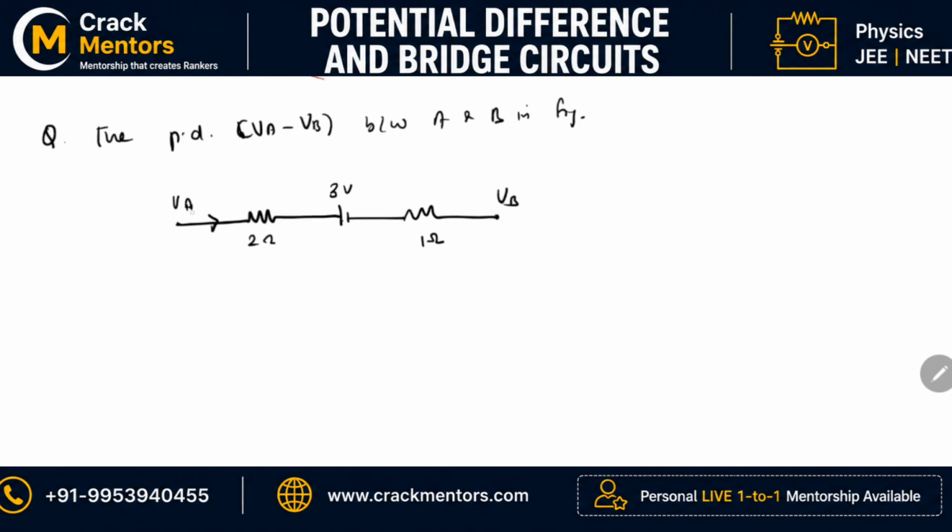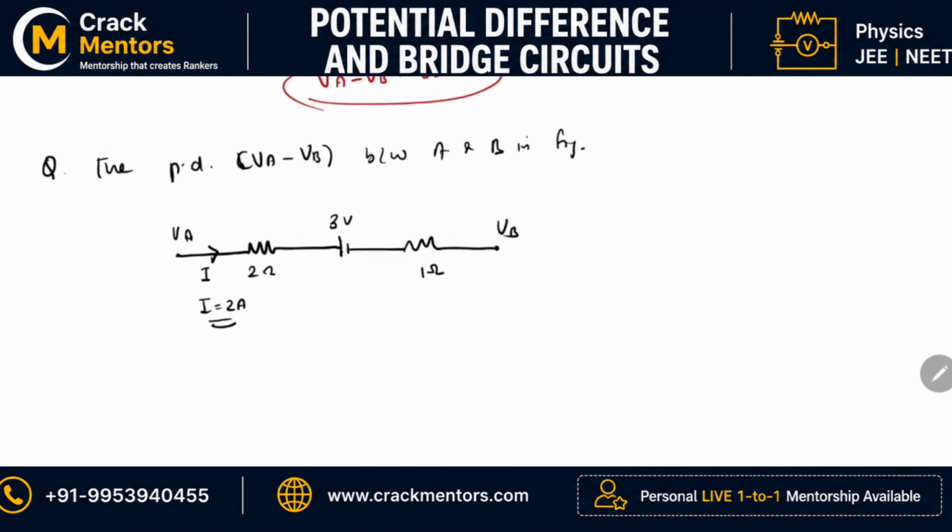And yeah, there is one current going here. The value of the current is mentioned here as 2 ampere. So you are having all the values. Now find the value of the potential difference VA minus VB.